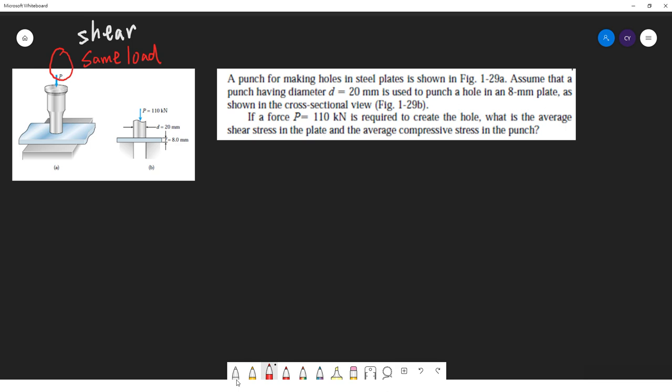But the apply area, I mean this is the apply area. Apply plane. If apply plane here and the apply plane here. Apply plane here, we will induce compressive stress. If apply here, will become shear stress.